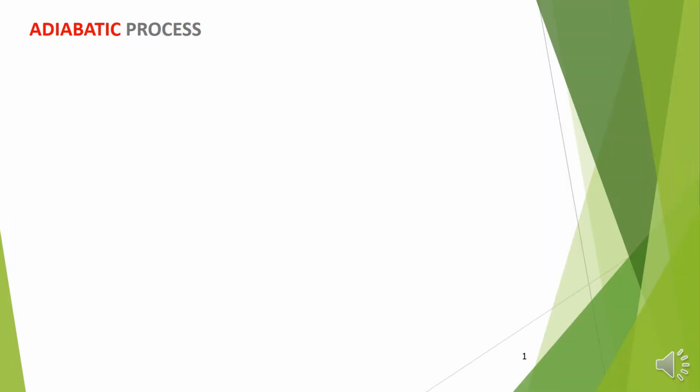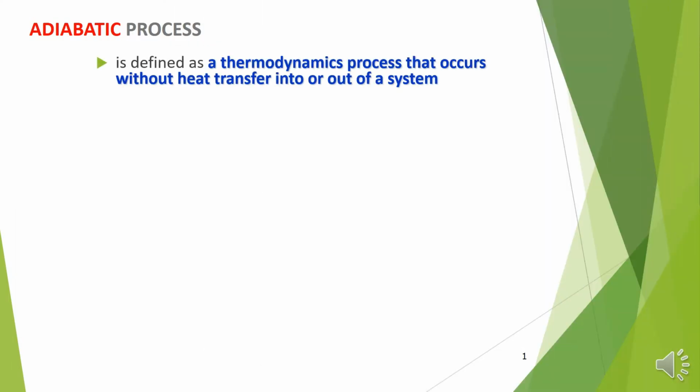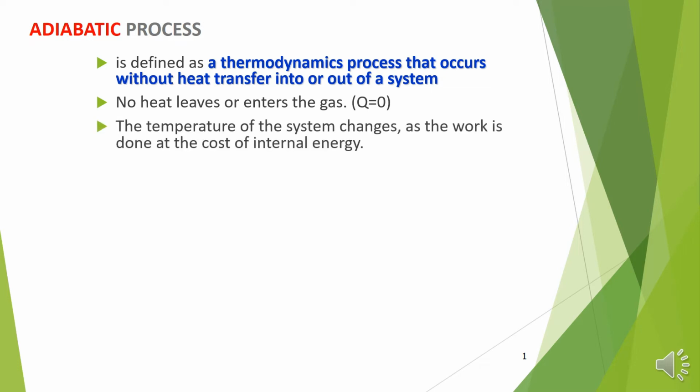The adiabatic process is a thermodynamic process that occurs without heat transfer into or out of a system. So no heat leaves or enters the system, so Q is equal to 0. The temperature of the system changes even though no heat enters, as the work is done at the cost of internal energy, meaning that the internal energy does the work.